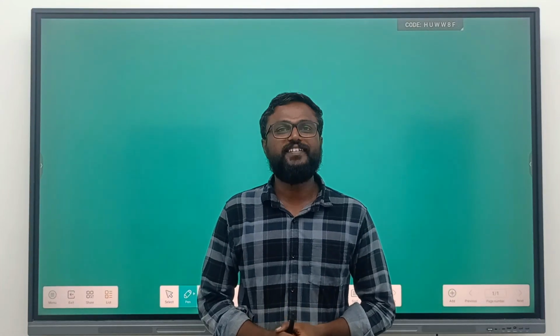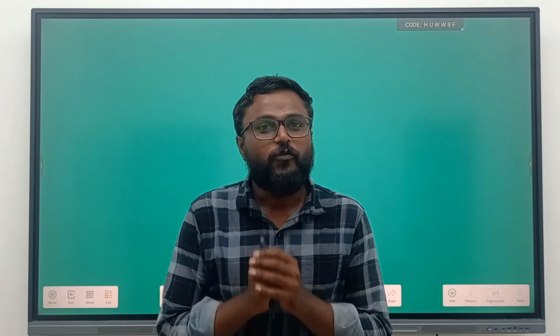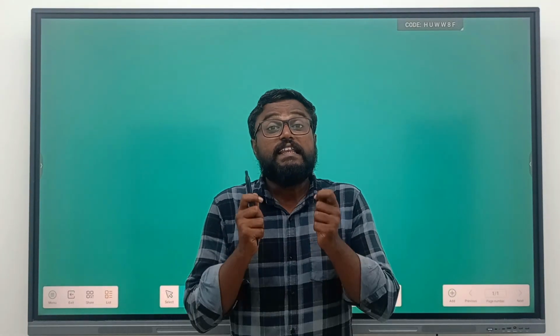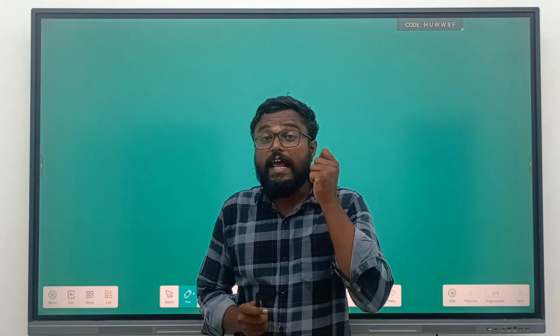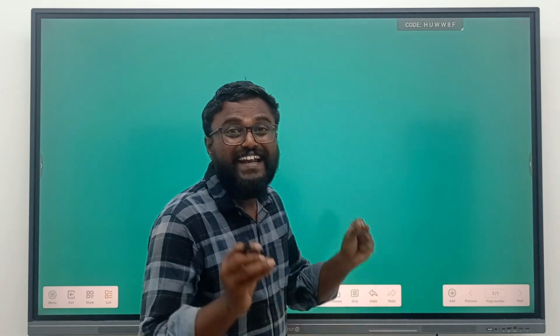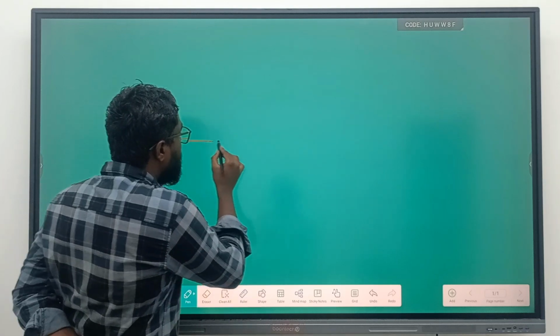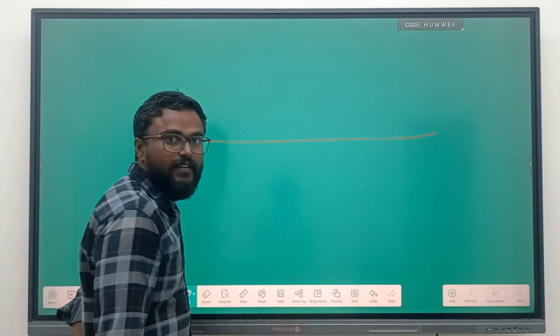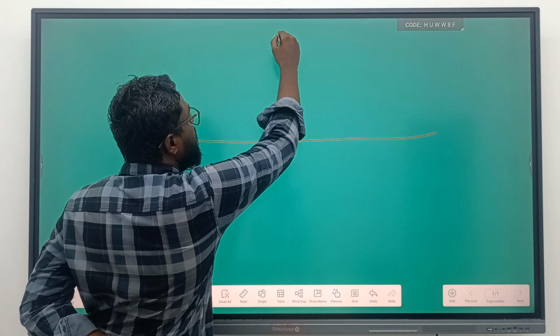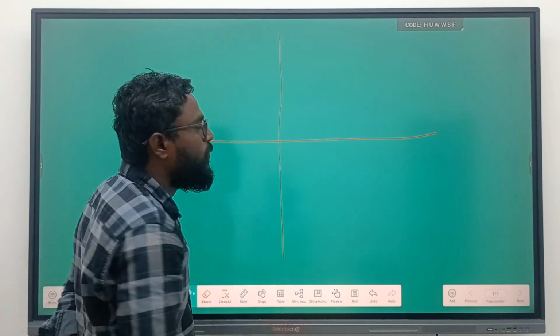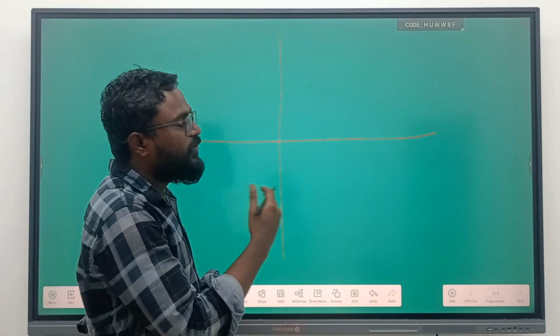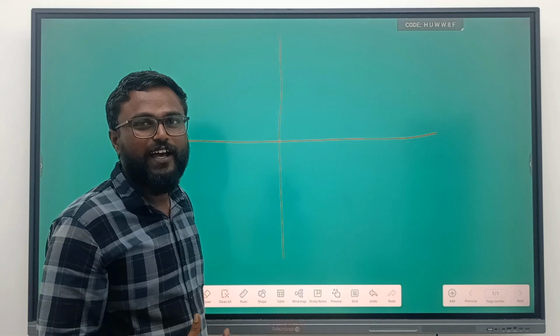Hello ASVAB warriors. In today's video, we are going to learn about the sign conventions that are applicable in coordinate axis. So all of us know that this is nothing but the x-axis. This is nothing but the y-axis. It doesn't look straight, but consider it is straight for now.